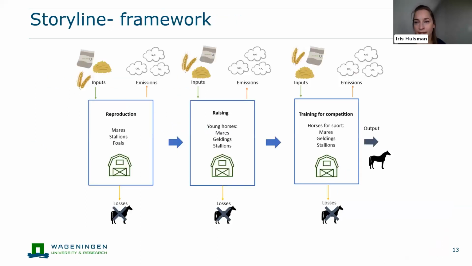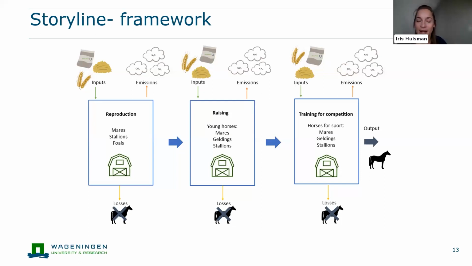So to first start, before we dive into what we actually define as a system, we first created a storyline. If you look at the equine sector, it's a lot different from the production sectors that we usually study. The equine sector is a lot more diverse and consists of a lot of different elements. So what we've done is we came up with this framework. If you look at a sport horse, it obviously doesn't fall out of the sky all of a sudden. It has a whole history.